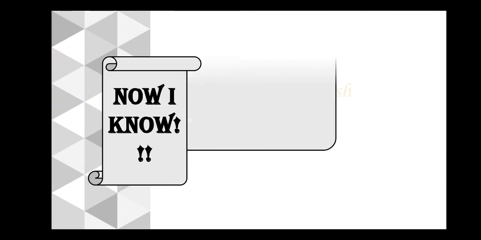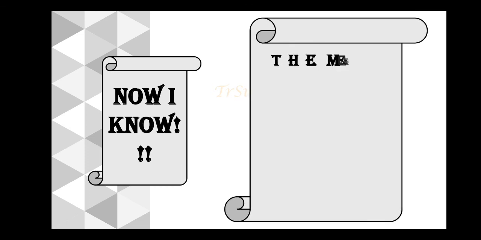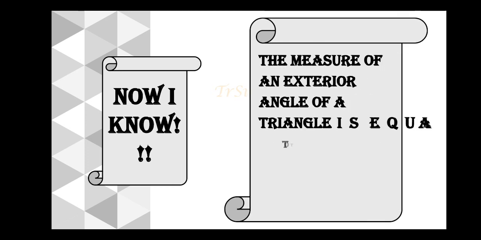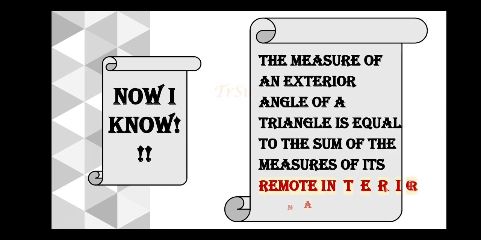Now I know. The measure of an exterior angle of a triangle is equal to the sum of the measures of its remote interior angles.